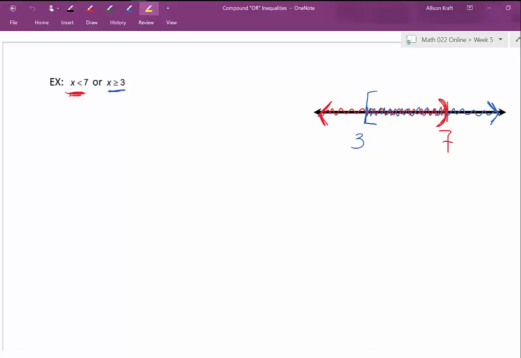The connective word is OR, which means that I want the union of these two solution sets. Union is any shading at all. So I have shading from here, never stops, all the way to here. Notice that it's the entire number line with arrows on either end. So that means all the numbers on the number line.